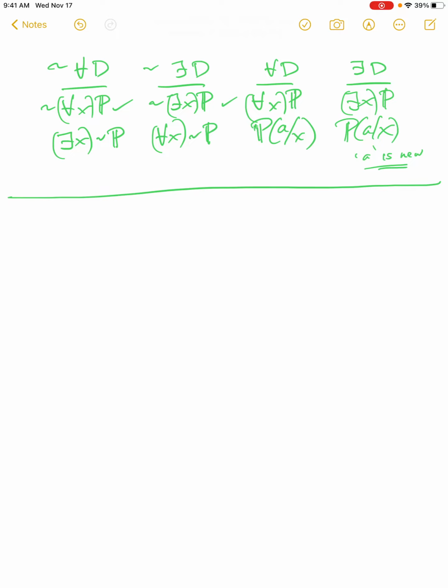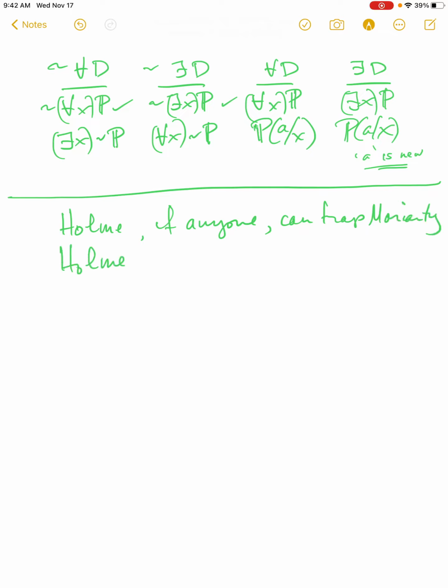Okay, so the argument that I want to look at is: Holmes, Sherlock Holmes that is, if anyone can trap Moriarty, Holmes can. Holmes cannot. Therefore, no one can. So we want to translate this into PL. We haven't done any translations in a while. We want to translate this into PL and then test the translation for quantificational validity.